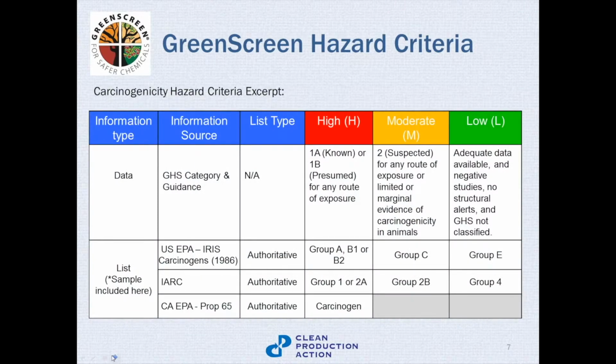So for each of these GreenScreen hazard endpoints, then we developed a set of hazard criteria. And what these hazard criteria do is allow you to assign a score, a high, moderate, or low for each of those 18 hazard endpoints. And this is just an excerpt, but the assessor takes all the data and information that they find, and that includes presence or absence on some authoritative lists, as well as data. So it could be measured data, animal studies, or human epidemiology studies. It could be estimated data from computer modeling or looking at surrogates or analogs, et cetera.